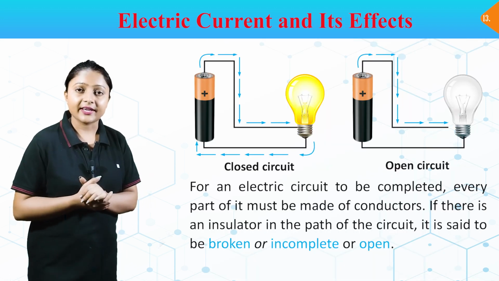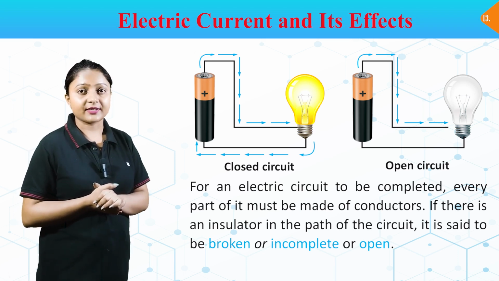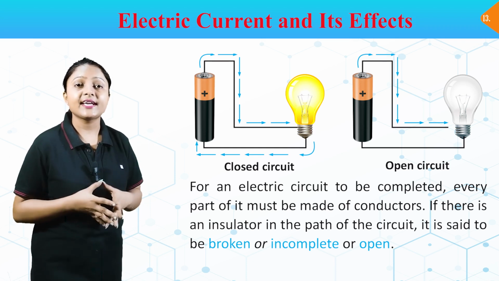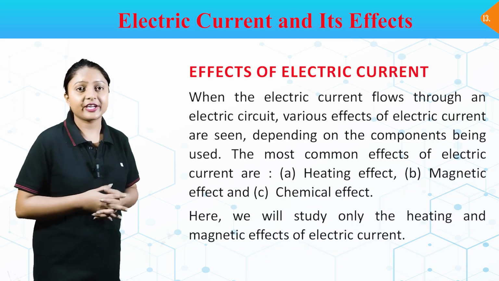For an electric circuit to be completed, every part of it must be made of conductors. If there is an insulator in the path of the circuit, it is said to be broken or incomplete or open.